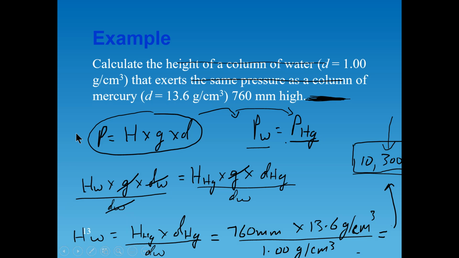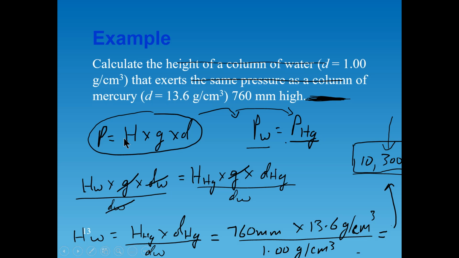So this question is asking, it says calculate the height of a column of water, and it gives the density of water in grams per cm cube, that exerts the same pressure as a column of mercury, and it gives a density in grams per cm cube, 760 millimeters high. All right, so what this question is saying is that you have two liquids. They both exert the same pressure, right? And they gave you the height of the column of the mercury, and the question is asking for the height of the column of the water that would exert the same pressure.